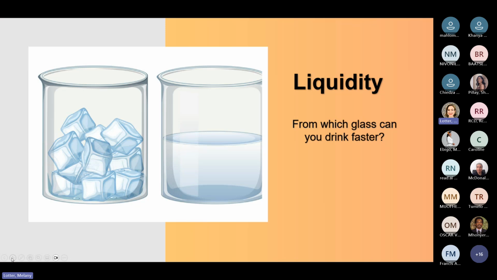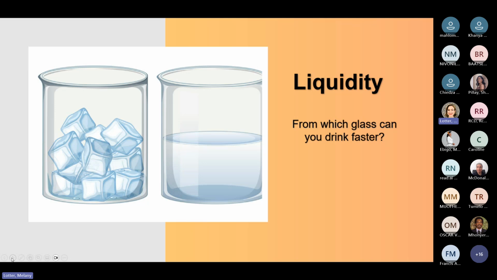Liquidity is another concept that's very important. If you look at these two pictures, from which glass can you drink faster? We can all see that you can drink much faster from the liquid glass than from the ice. The ice you're going to waste. It's like a slush puppy. You have to mix it and mix it and wait for it to melt so you can actually drink it. And this is what liquid assets means.